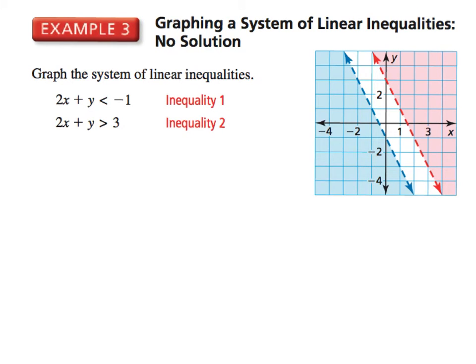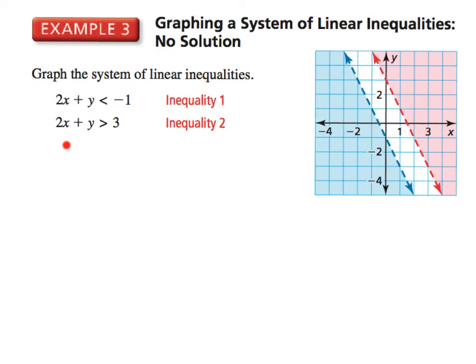Now, example 3. Graph the system of linear inequalities. So here's the first inequality: 2x plus y is less than negative 1. I would graph that by using intercepts. And inequality 1 is right here. You could have graphed it using slope-intercept form. That is perfectly fine.